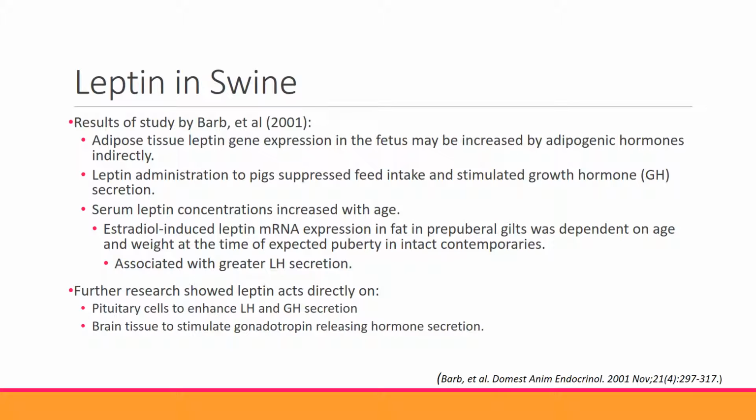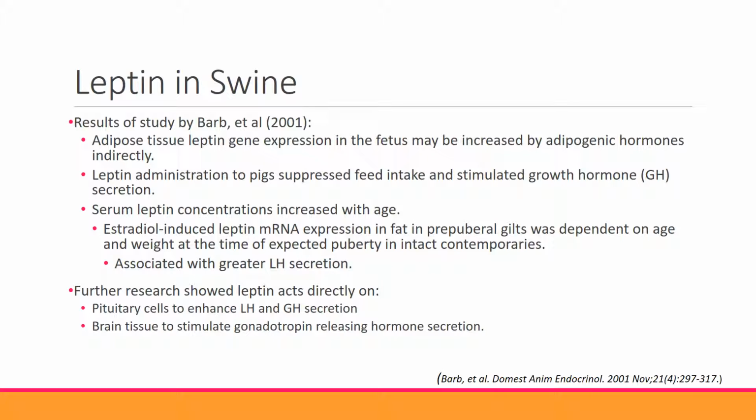And results showed the estradiol-induced leptin mRNA expression and fat in the pre-pubertal gilts was dependent on age and weight at the time of expected puberty in the intact contemporaries. And this was also associated with greater LH secretion.